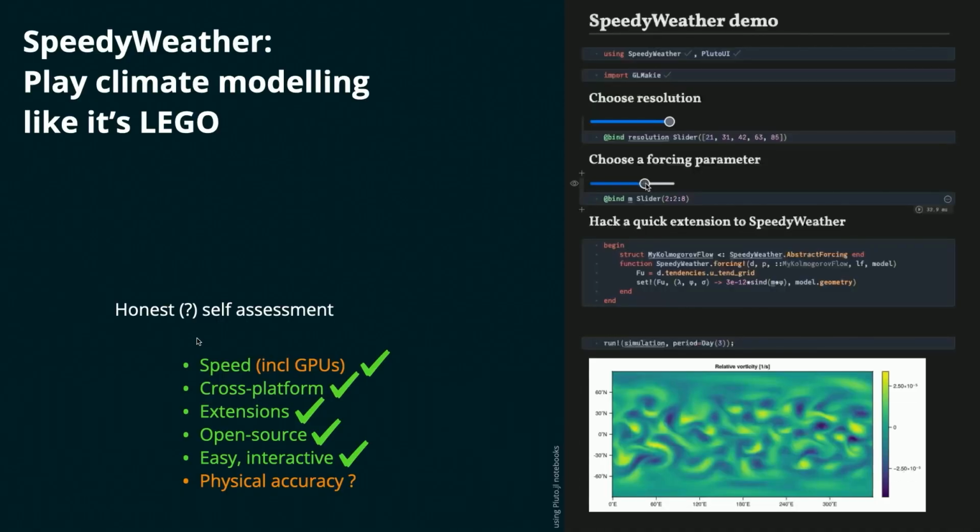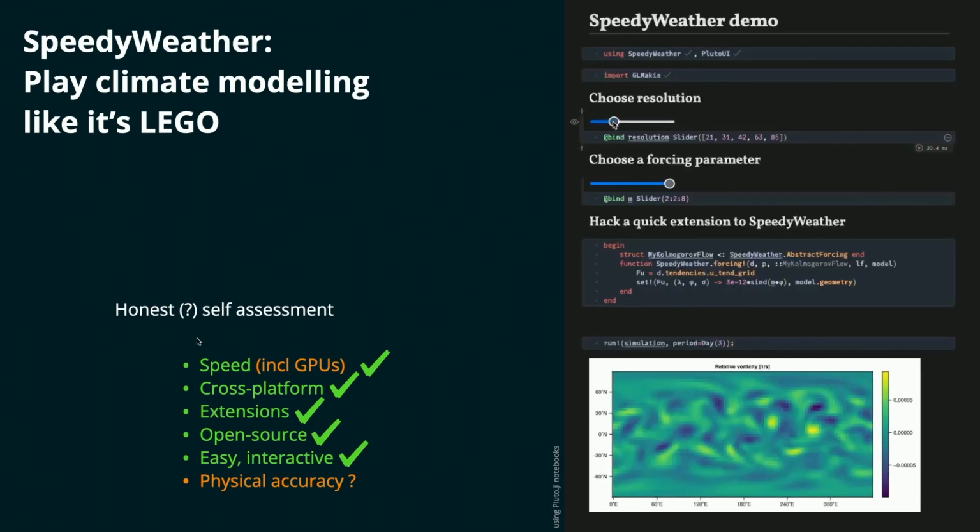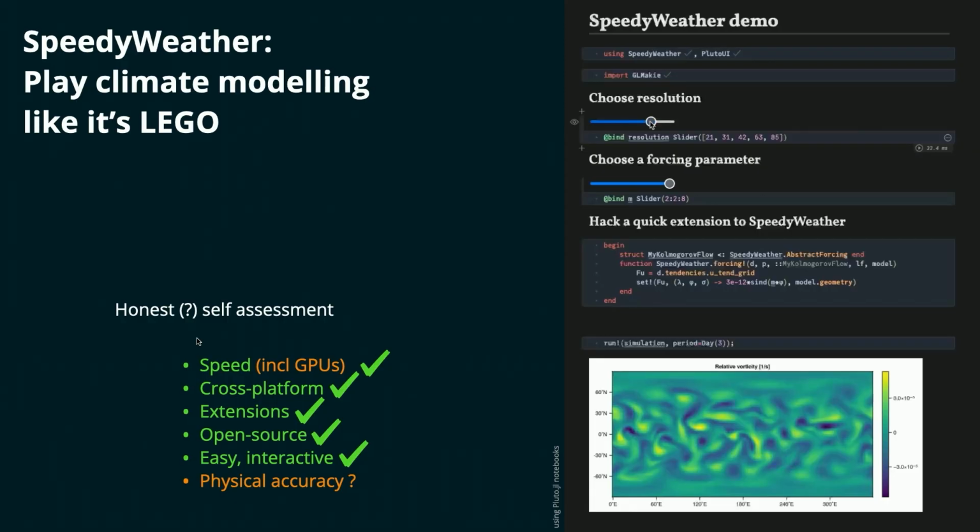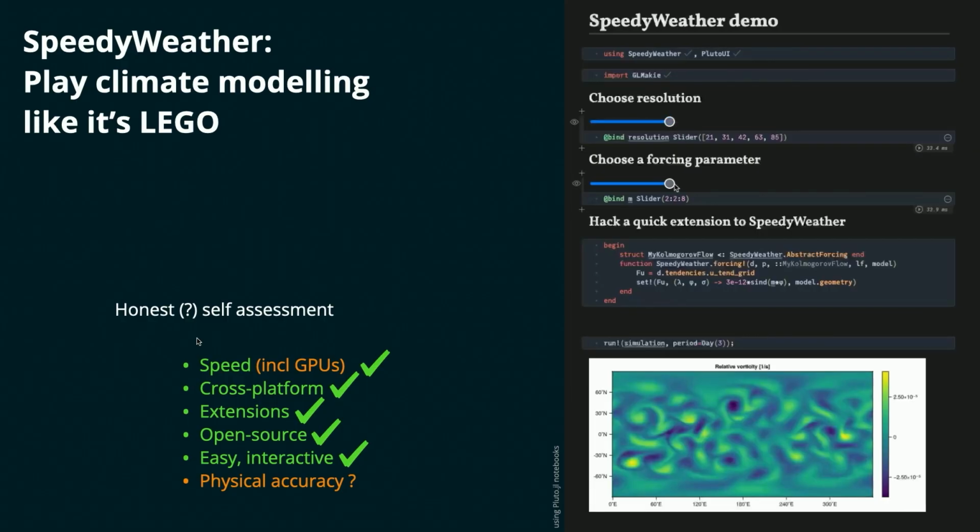And so with Speedy Weather, where are we in terms of speed on a laptop? I think we're pretty good. We have the GPU version up and running, but I put it in orange here because in terms of performance, it still needs a bit more work. But it's definitely cross-platform. Students install it in 2 minutes on a Windows laptop. That doesn't cause any problems. I'll show you some examples now of how it can also have easy extensions, how it's easy and interactive. The interactivity you can already see on the right.